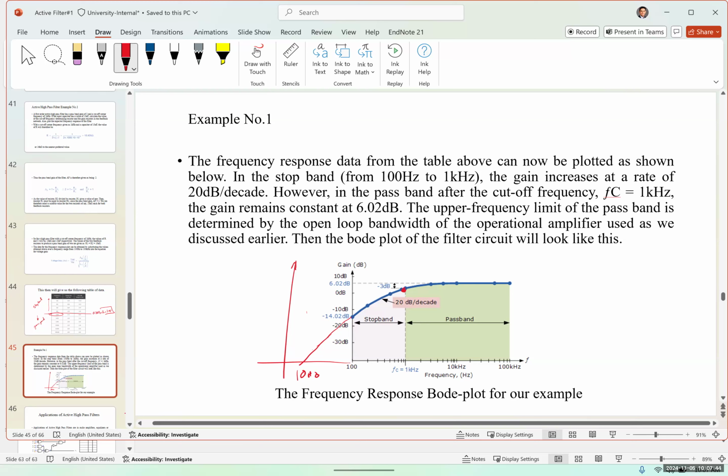So the cutoff frequency, we can see that it's around 1 kilohertz. You can see we have a 3 dB point, or 0.707 of the maximum gain AF. Anything after this cutoff frequency is going to be the pass band, and anything before this or lower than this is going to be our stop band. This is going to be our pass band, and this is going to be our stop band.